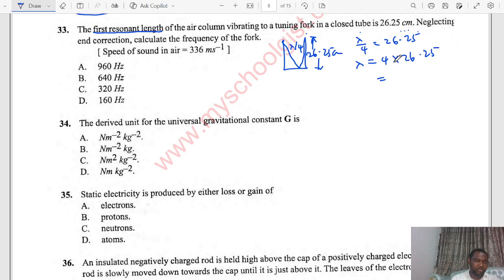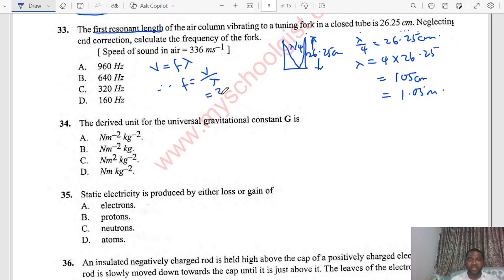Okay, so using my calculator, I have 4 times 26.25. That's going to give me 105. So lambda is 105 centimeter. I can convert it to meters since this is in hertz. That means 1.05 meters. And we know that velocity is frequency times wavelength. So I'm looking for frequency. Frequency is going to be velocity over wavelength.